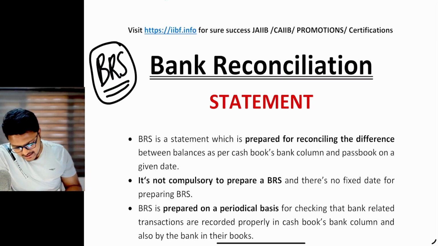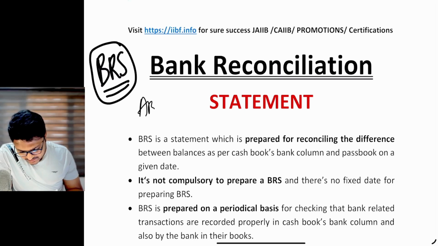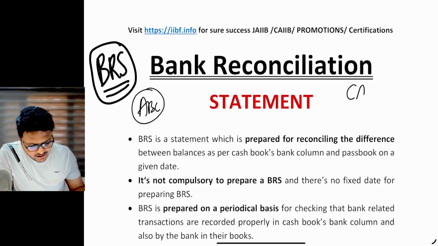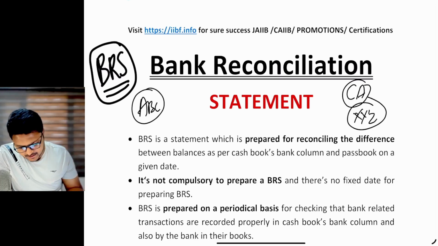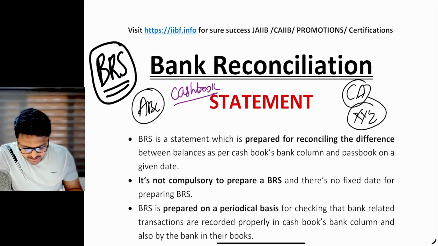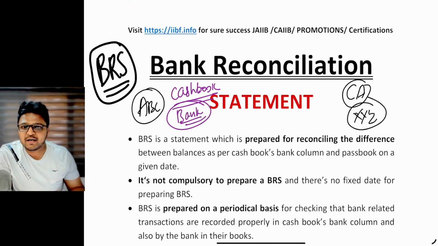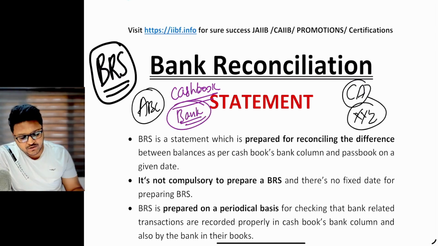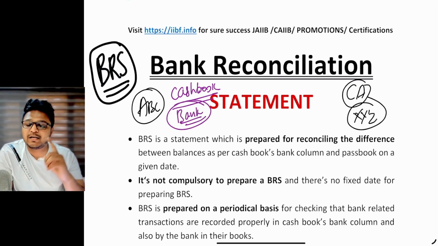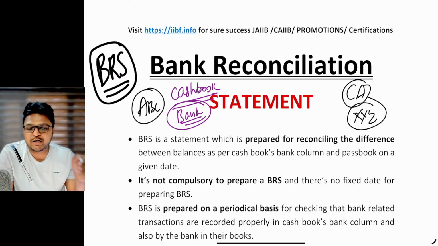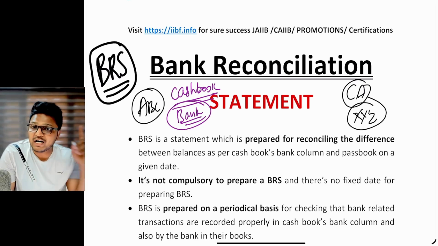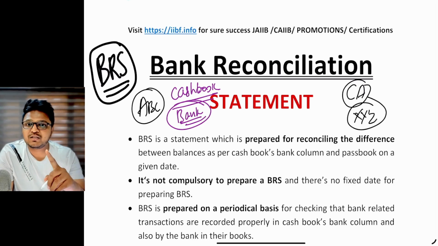Now, let's say you are a firm ABC and you're having a current account in the bank XYZ, right? Now you'll be maintaining a cash book with you, right? And in the cash book you are having a bank column which is indicating the bank balance, right? And it may be the case that you are having the balance or deposits lying in the current account, or it may be the case that you are having an overdraft over there. Both scenarios can be there.